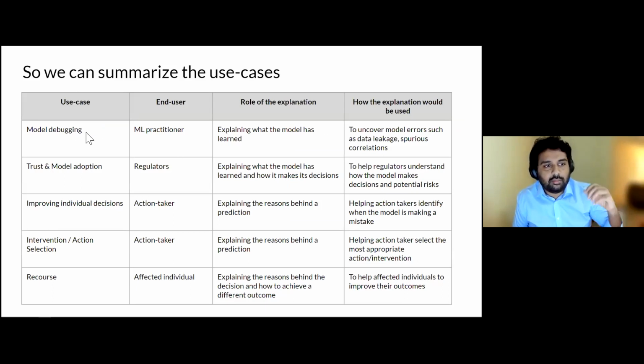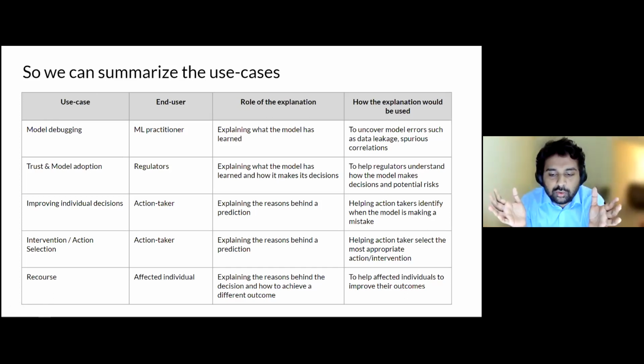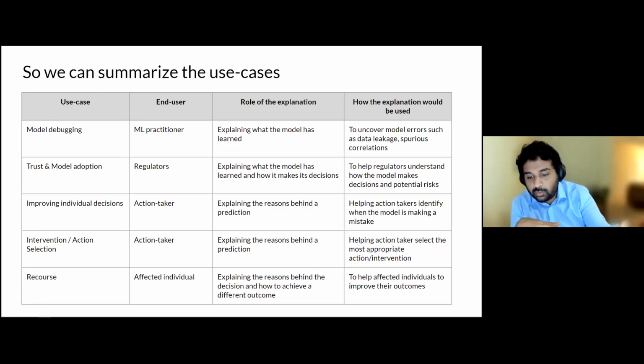So you have model debugging, you have an end user practitioner explaining what the model has learned, uncovering errors. You have trust for adoption. You have regulators who are making adoption decisions, again explaining what the model has learned and understanding how the model makes decisions and potential risks. So this table, I don't know whether we are sharing slides at the end of this, but this table is a good overview of how you could think about explainability in a particular domain, and there can be nuances to this given the domain that you're working in.